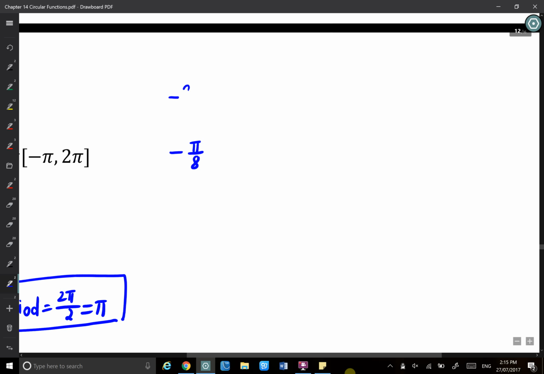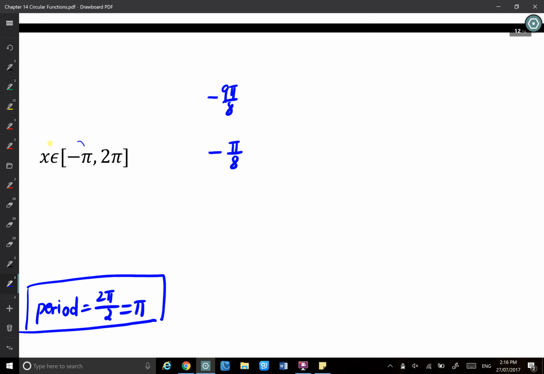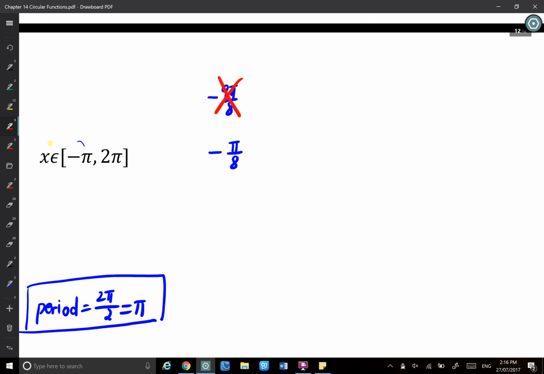Negative 9 pi on 8. Is that outside the domain or inside the domain? Outside. Negative pi is the domain limit. I'm subtracting a period first from this value, going to the negative side first. It's out of the domain, so I'm not going to continue with it. Okay, now I'm adding the period. After adding pi to that, what is it?